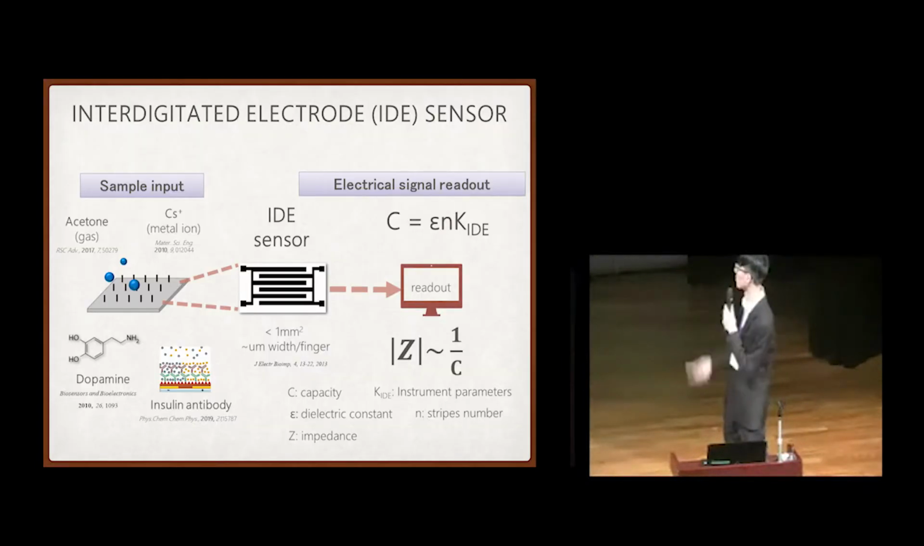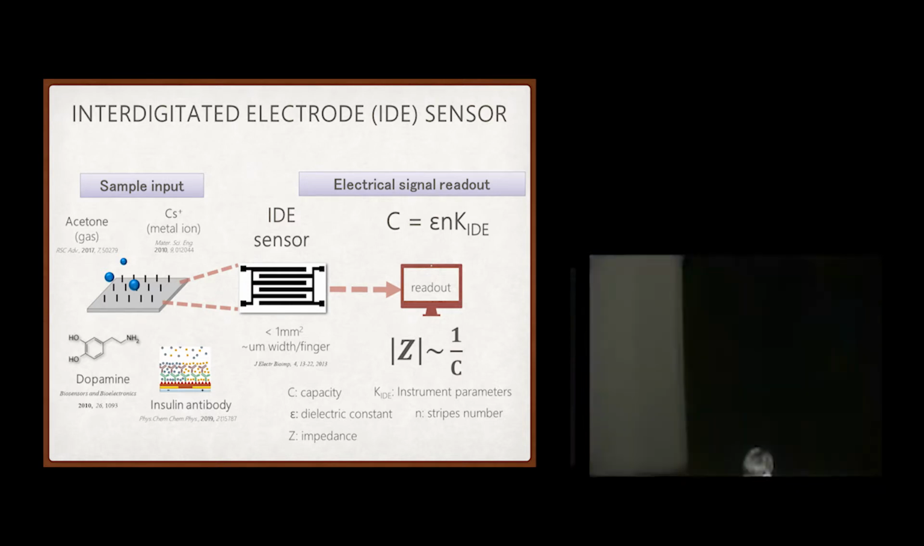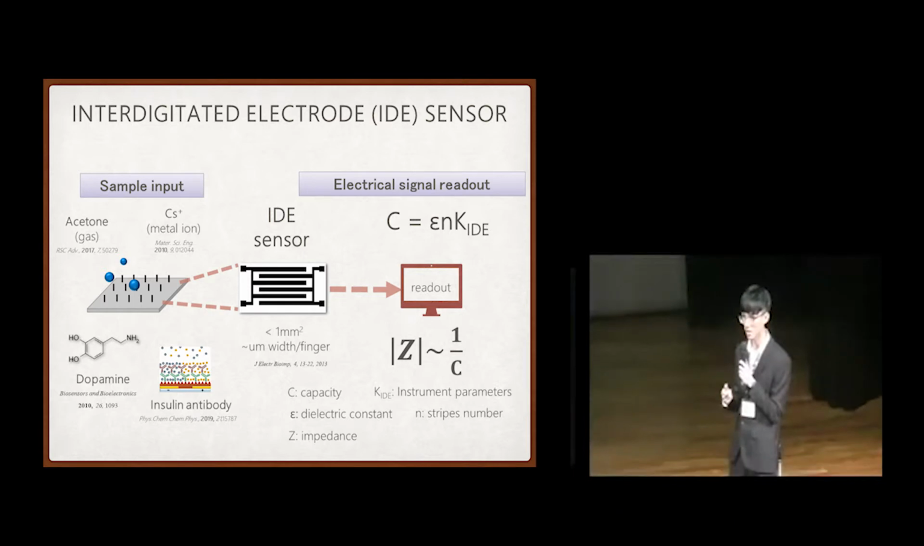And what is IDE? It consists of two independent microelectrodes striped with interdigitated electrode, and compact integration of electrodes can promise lower driving voltage and higher sensitivity to surrounding variation. And what chemicals can the IDE sensor detect? It is about gas and metal ions and big biocompounds such as dopamine and insulin antibody.